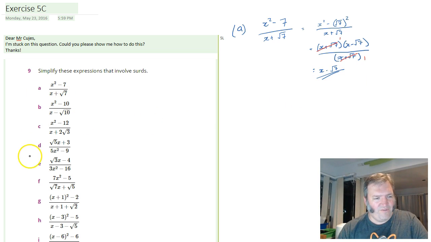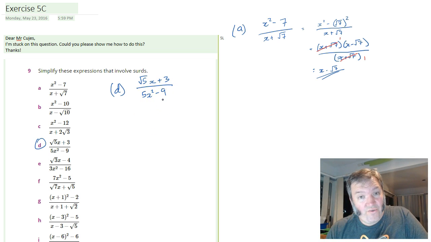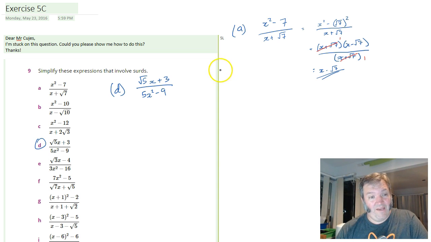Let's pick another one out. Oh, D looks a bit more challenging. Let's have a go at D. I'll just do it over here. Why not? I've got room there. Let's have a go. Root 5x plus 3. That looks a bit ugly. What's it being divided by? It's being divided by 5x squared take 9. Okay, well, I see two terms on the bottom, separated by a minus sign, and it's got an x squared in it. I'm thinking what you're thinking, favourite rule in maths, but we better make sure it looks right.